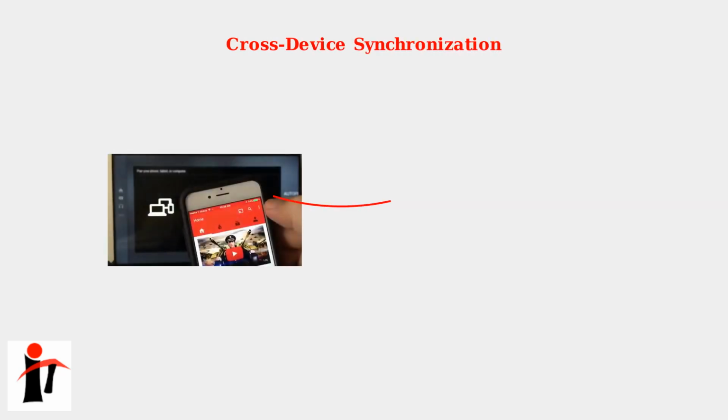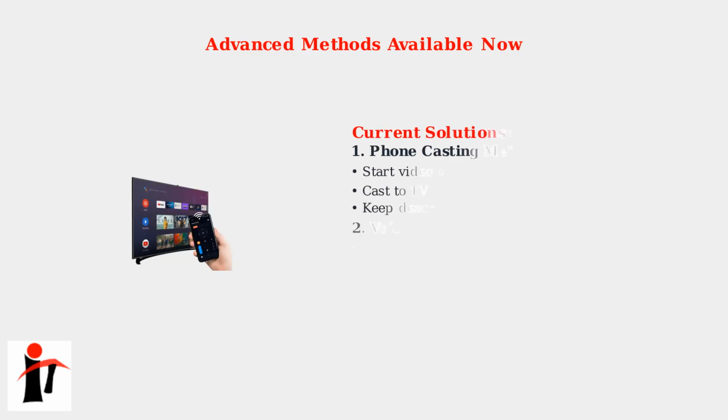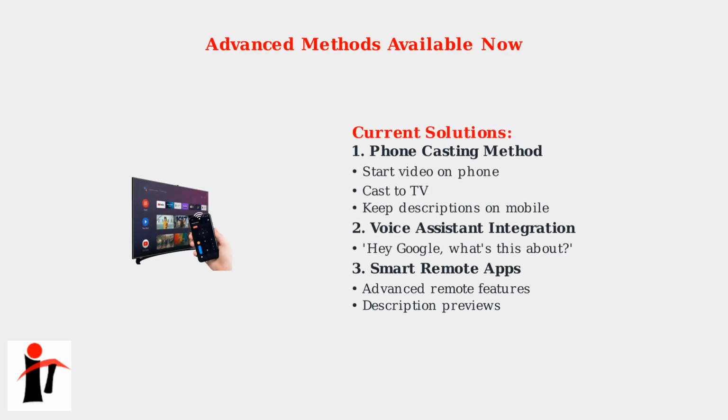Cross-device synchronization represents a major breakthrough in user experience. You can now seamlessly send description text from your mobile YouTube app directly to your TV screen, creating a unified viewing experience across all your devices. For those who want advanced functionality right now, several methods are already available. You can start videos on your phone and cast to TV while keeping descriptions accessible on mobile, use voice assistant integration, or explore smart remote apps from your TV manufacturer.